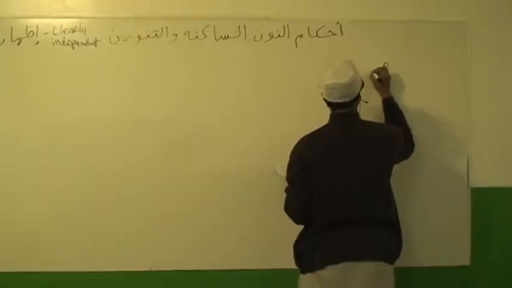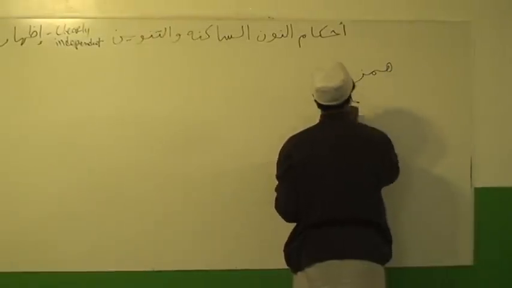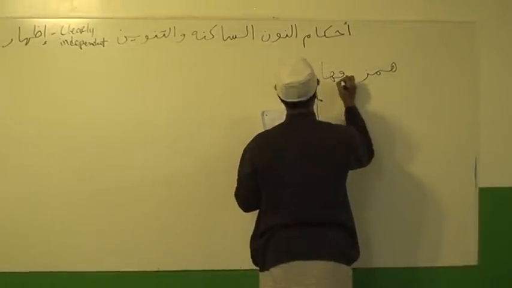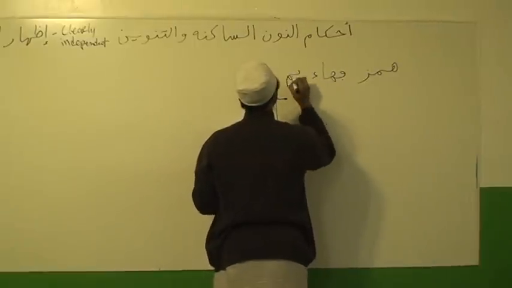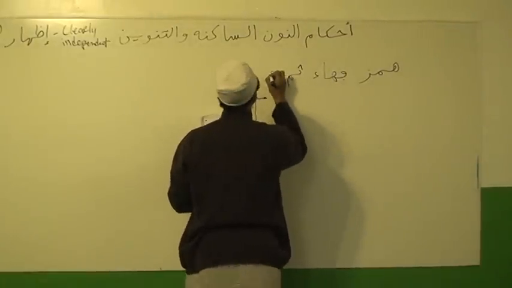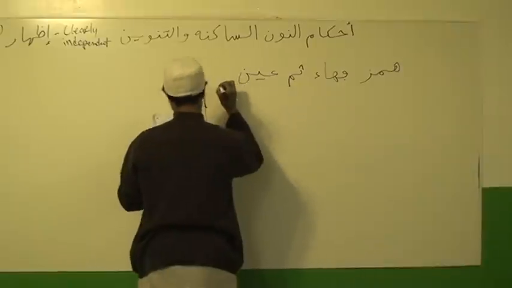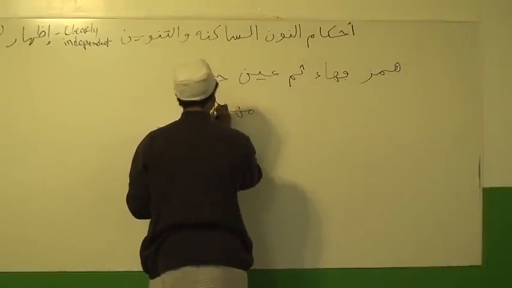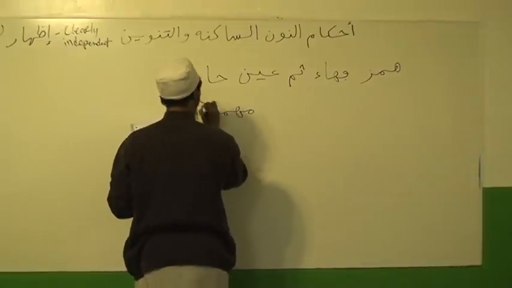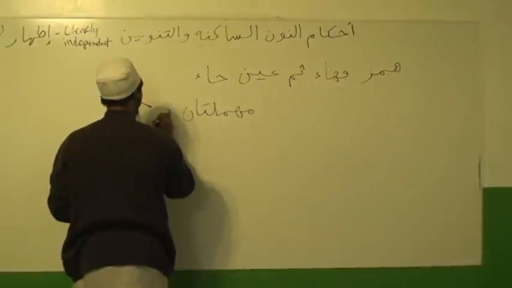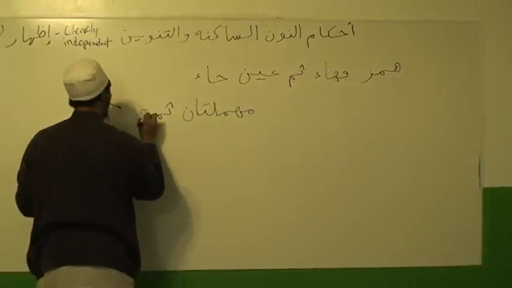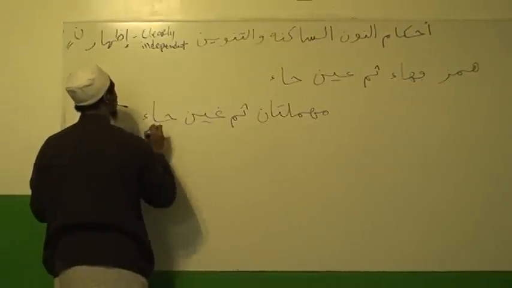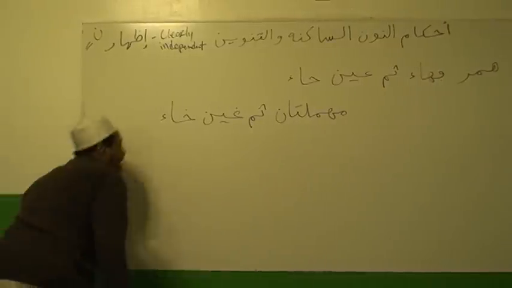The first one is, and this is part of the poem, hamzun faha'un, thumma, you guys should be saying something, ainun ha'u, muhmalatani. Look at that, muhmalatani. Thumma, ainun kha'u. Now, let's do this again.